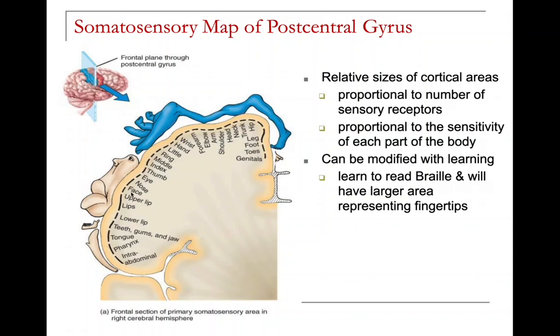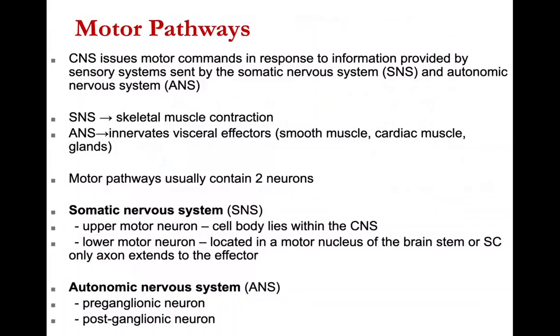Some of this mapping can actually be modified a little bit. When a person learns to read Braille, they're going to have a larger area representing their fingertips as a result of the adaptation of relying on the fingertips.